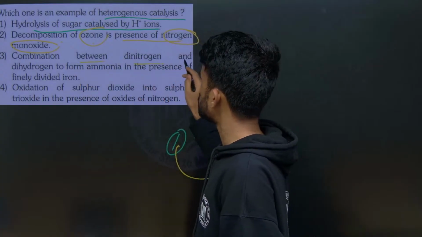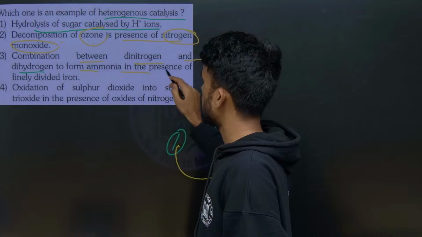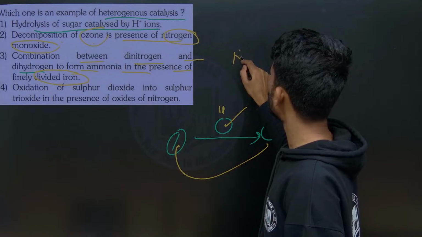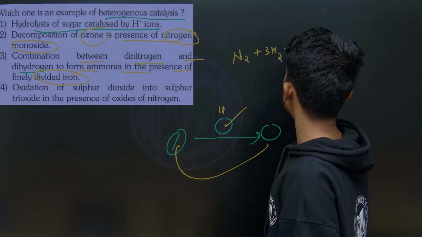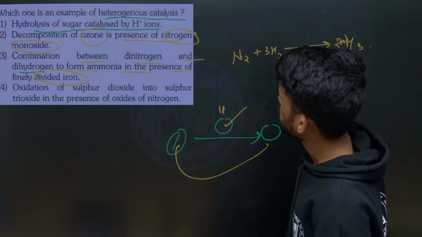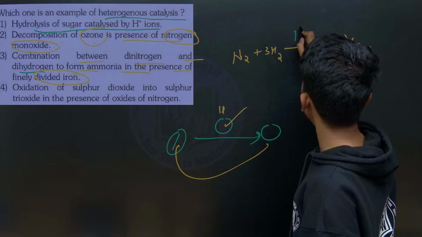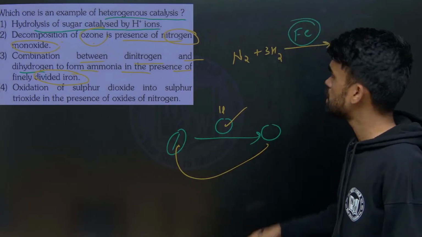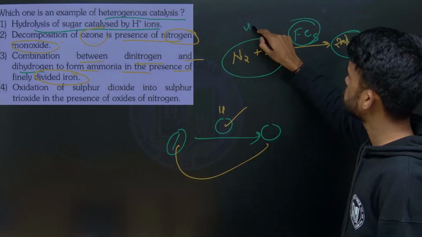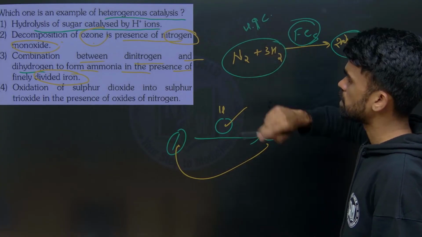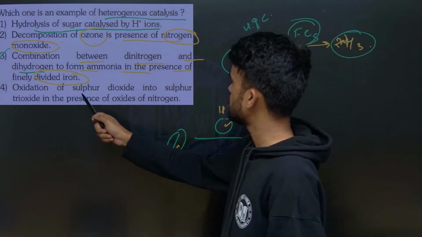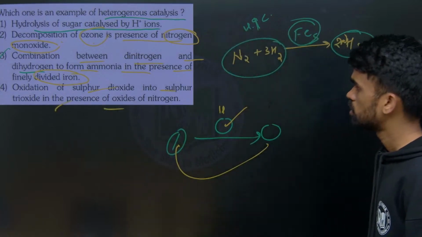Combination of dinitrogen and dihydrogen to form ammonia in the presence of finely divided iron. It means N2 plus 3H2 gives 2NH3. This is the Haber process. During this process, finely divided iron is used. So iron is in the solid state and the reactants are in the gas phase. So we can say this is heterogeneous catalysis. So we can go with option number 3. The remaining ones have the same phase, gases only.